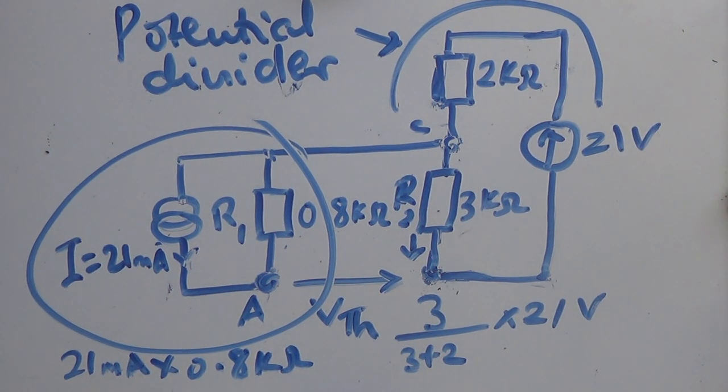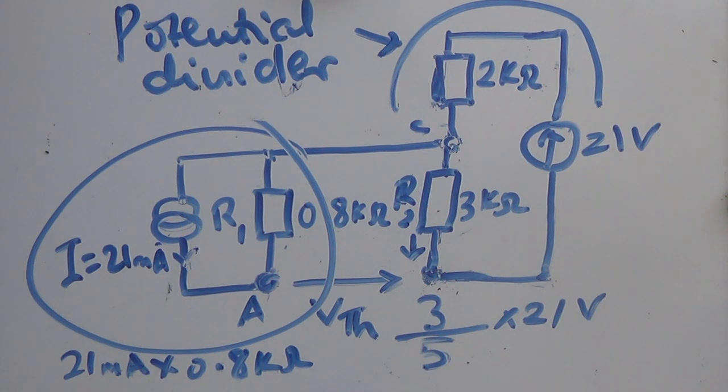Just to be sure of what we are doing, that is 3 over 5. The space is not enough, so I'm trying to make sure that things work out easily. So we have 3 over 5 times 21.